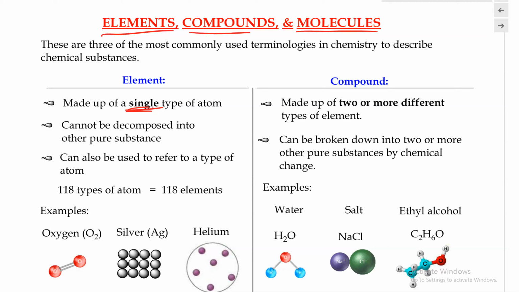if it consists of just one type of atom, that substance will then be classified as an element. An element cannot be further decomposed into other pure substances because it already exists in its purest form, right? So if we have some atoms bonded together and now they're breaking apart, they still cannot produce any other substances. And the word element can also be used to refer to a type of atom. For example, rather than saying 118 types of atom, we can now call it 118 elements. And the reason is because an element is made up of a single type of atom.